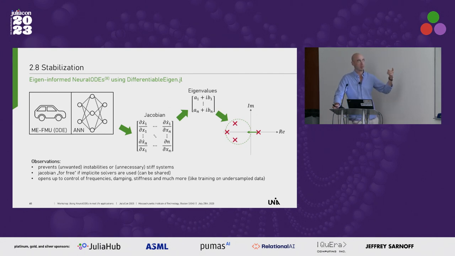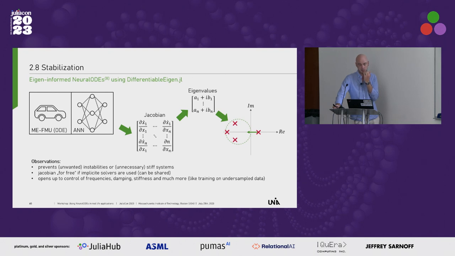properties like frequencies, damping, and a very interesting point is training on undersampled data, so data that doesn't fulfill the Nyquist sampling theorem. But you can find a lot more ideas about this at the arXiv preprint. Of course, it's not for free.